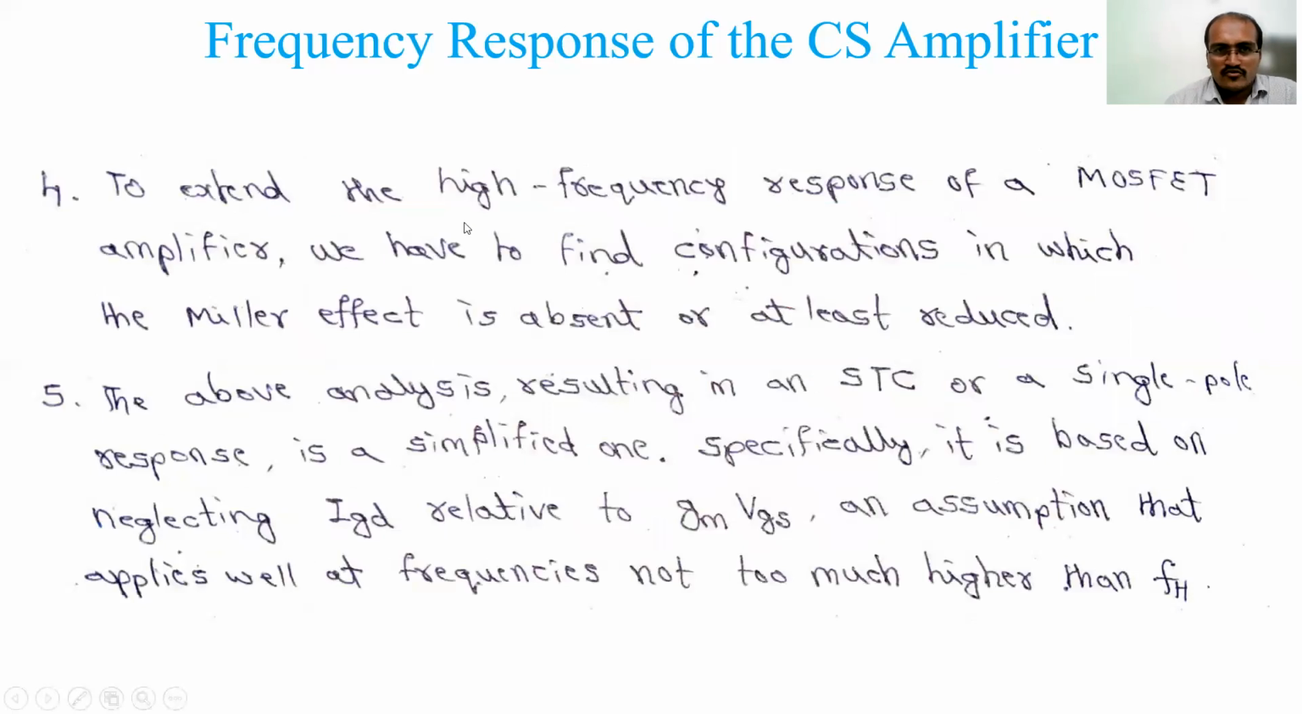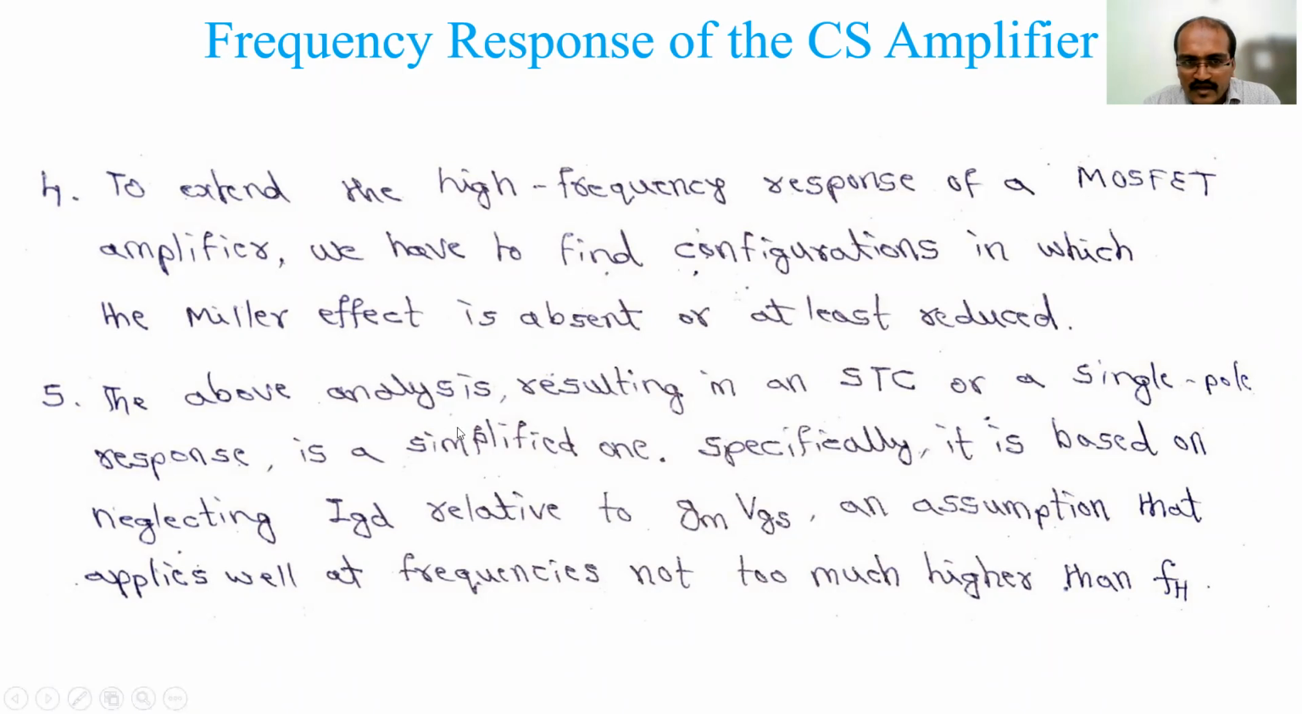Another observation: to extend the high frequency response of a MOSFET amplifier, we have to find configurations in which the Miller effect is absent or at least reduced. So when an engineer wants to design a common source amplifier, the focus is to reduce the Miller effect. You have to find such a configuration. That's what research is about. In industry, the design comes from how much Miller effect each combination or configuration has. That's how you see the effect in different mobile phones: one is efficient, one is not, and these small things affect the larger parameters.